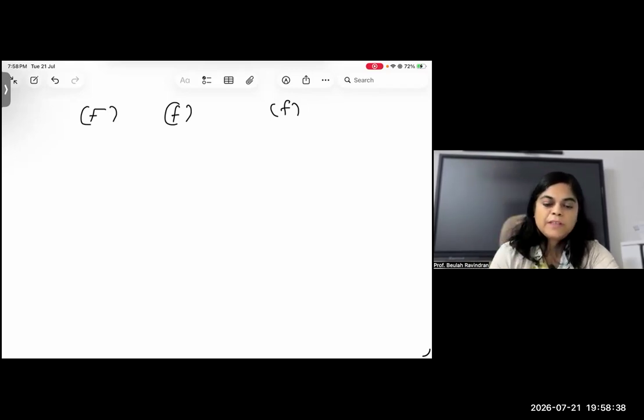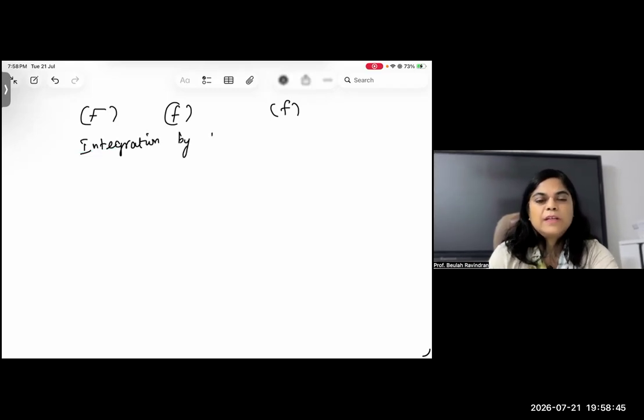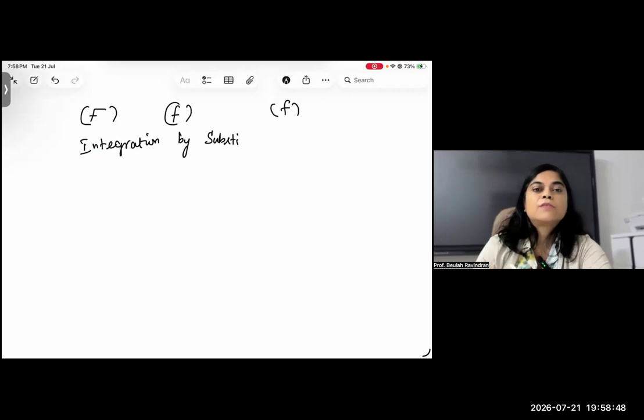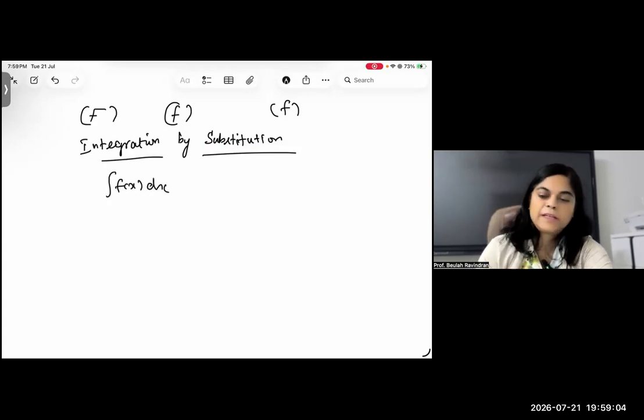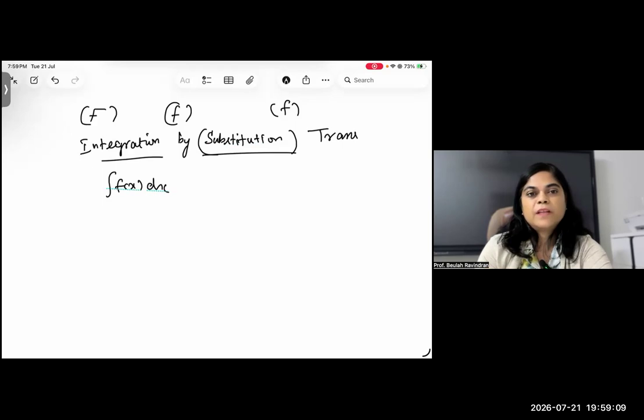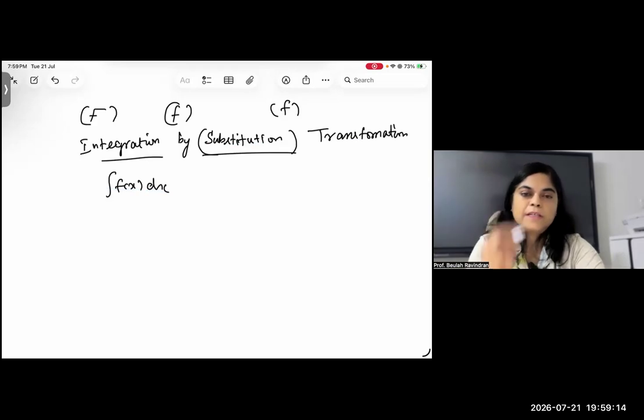Some of the methods are integration by substitution. There are a lot of methods: integration using partial fractions, integration by parts. We are now going to see integration by substitution. Here we discussed that the given integral, for example f of x into dx, can be transformed. We can say it is integration by substitution or transformation.